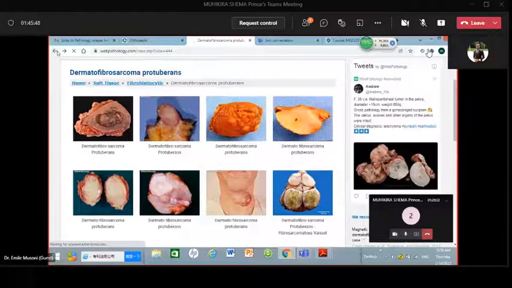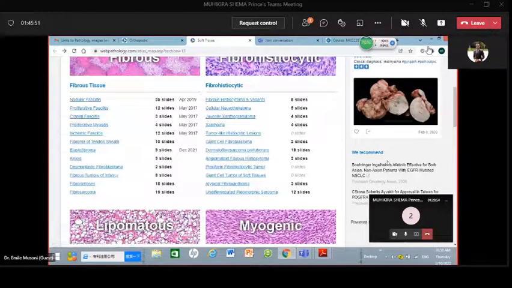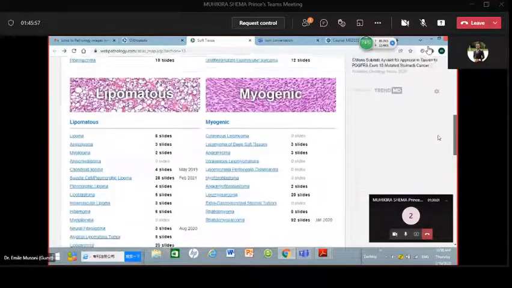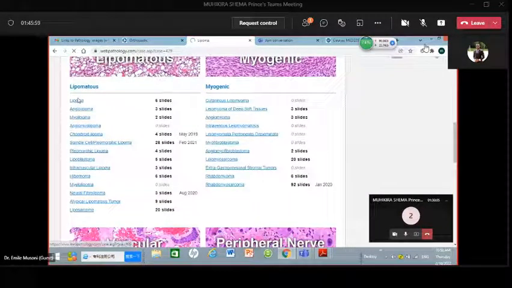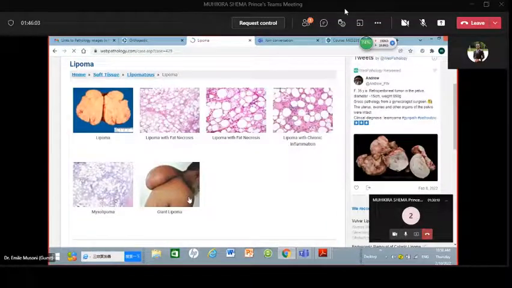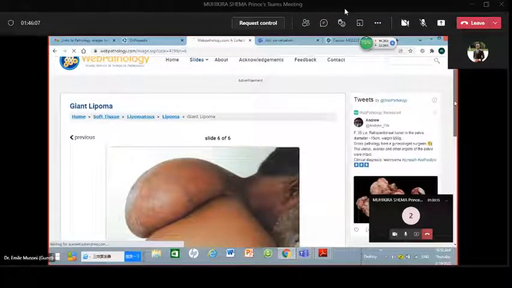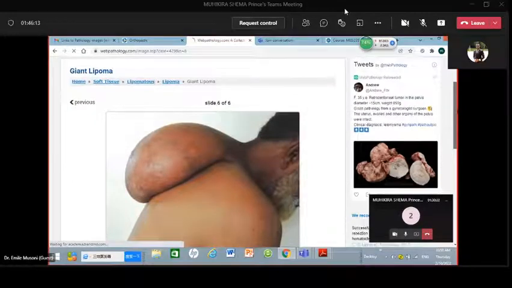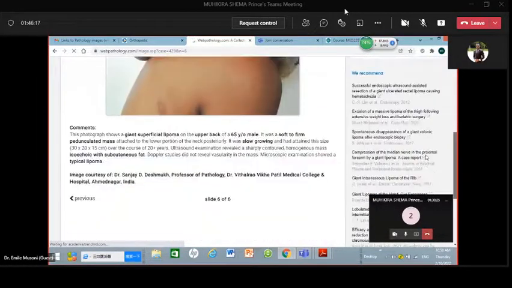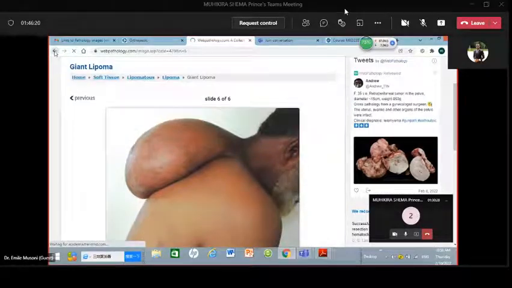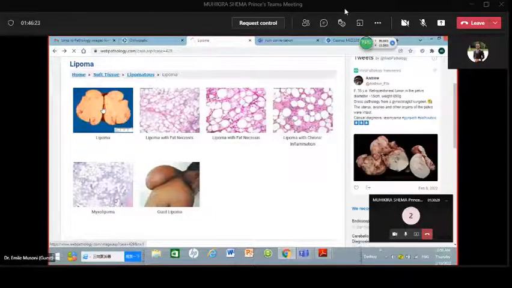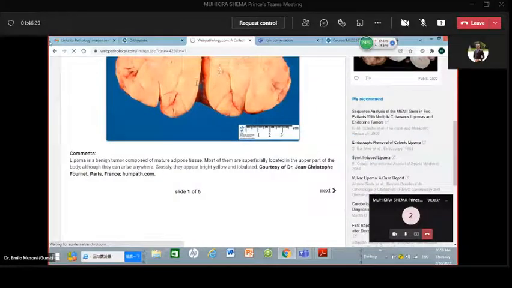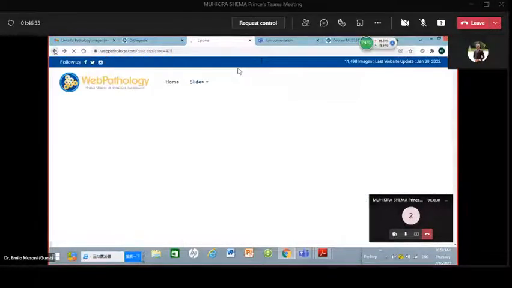This one was about the fibrous. Let us see the lipoma. For example, an image of lipoma. For example, this one, this is what we call lipoma, giant lipoma. After surgery, it is like this. And the image, it is like this one.